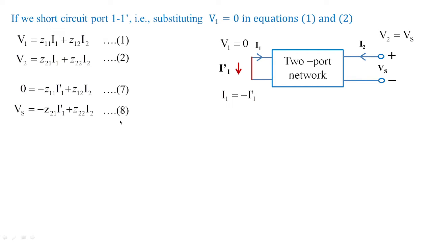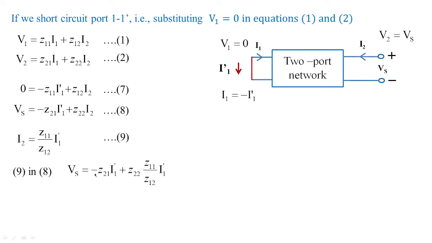So equations 7 and 8 are framed. And what are you going to do? I'm going to take I2 from equation 7, which is equal to Z11 by Z12 I1 dash. Let me treat this equation as 9. And I'm going to substitute equation 9 in equation 8. Then what am I going to get?